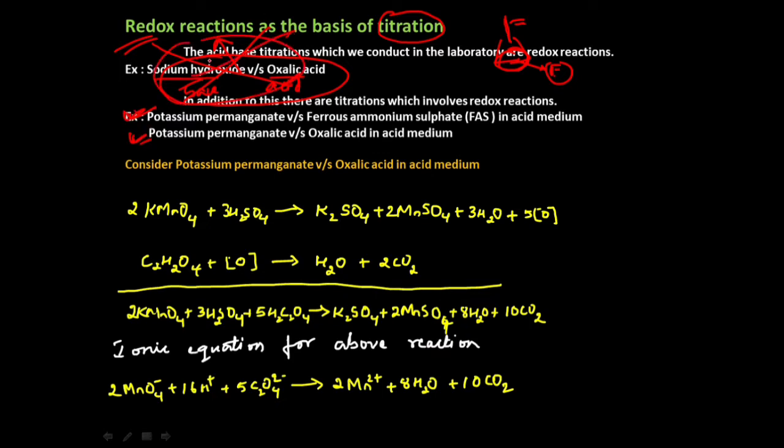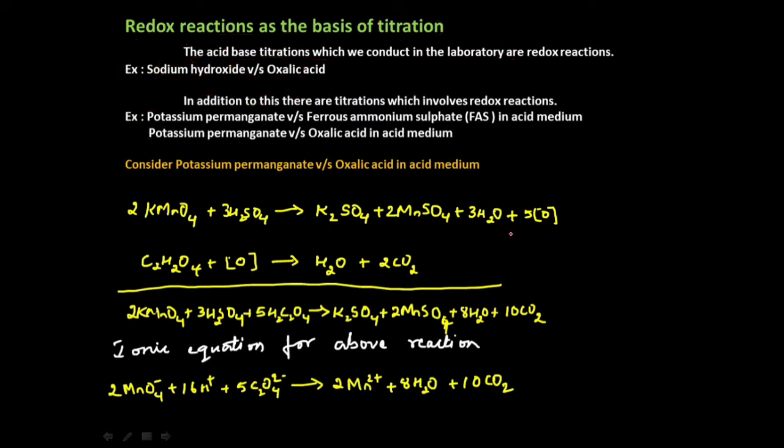Once you understand this, you can easily solve this. Okay, so first you see here, acid base titrations are nothing but redox reactions. Example, sodium hydroxide versus oxalic acid, which we have conducted in the laboratory. In addition to this titration, we have two other titrations, that is potassium permanganate versus ferrous ammonium sulphate and potassium permanganate versus oxalic acid in acid medium. So these two are also examples of redox reactions. How? First we will take potassium permanganate versus oxalic acid in acid medium.